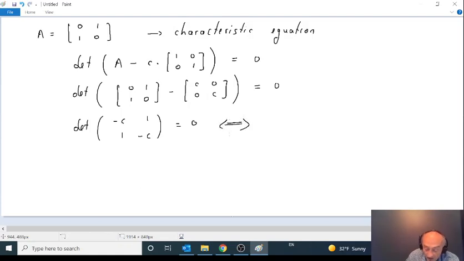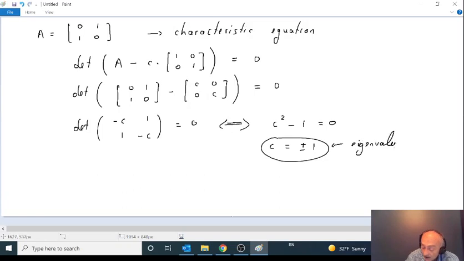Now let's calculate determinants. So negative C times negative C is going to be C squared, and then minus 1 times 1, so C squared minus 1 is equal to 0. That is a quadratic equation whose solutions are plus and minus 1. So these are the two eigenvalues. And these are the only eigenvalues because this turns out to be a degree 2 equation, and I cannot have more than 2 solutions. So that solves the problem of eigenvalues.